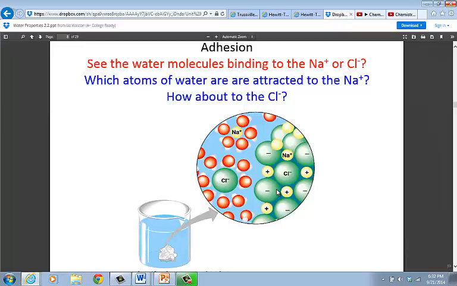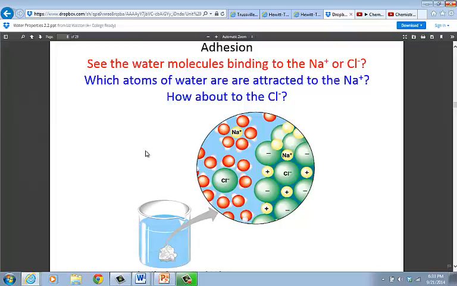And so cohesion means sticking to itself. Adhesion means water molecules are sticking to something else, like the sides of a graduated cylinder. Water is able to move up through those xylem cells all the way up from the roots to the leaves, through cohesion and adhesion, sticking to the sides.